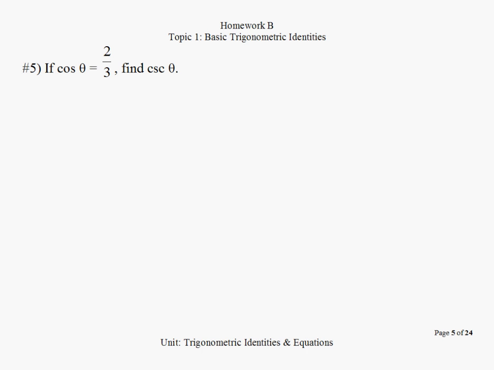Number 5, cosine of theta is 2/3, so find cosecant of theta. Cosine is x over r. Cosecant is r over y. This should be a y right there. I'll fix it in a moment.